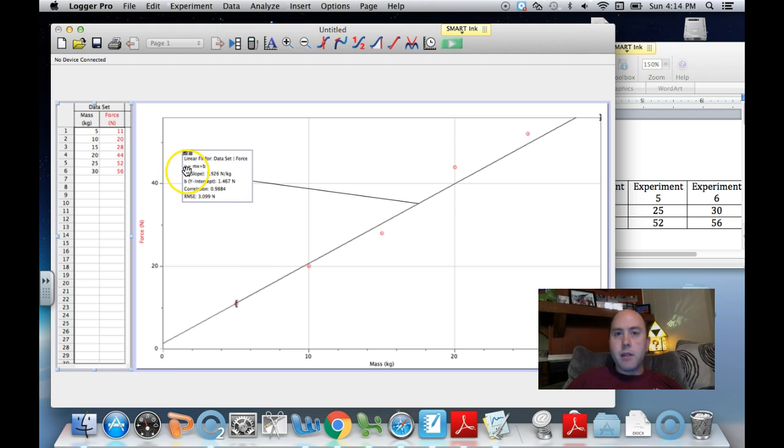So here is my slope, and it gives it to me in y-intercept form, so y equals mx plus b. My slope, m, is 1.926 newtons per kilogram. FYI, that's meters per second squared. The slope does give me acceleration, but that's beside the point. And my y-intercept is 1.467. So, for example, what is this equation used for?